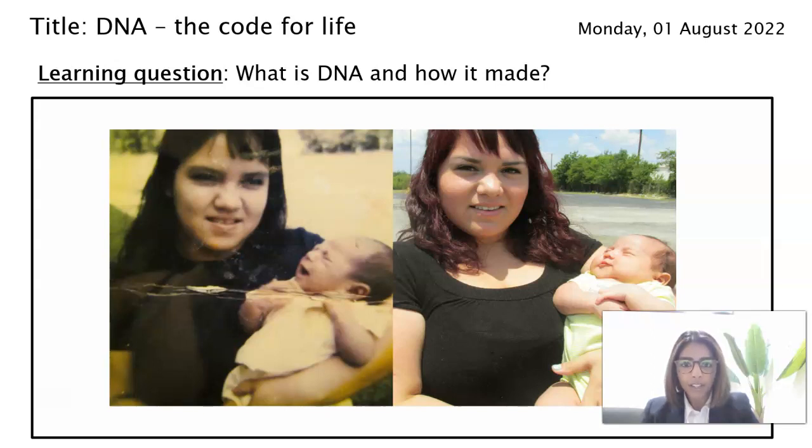Now we're just going to start by looking at this image of a mother holding her baby, and then some years later that same baby being now a mother holding her baby, and it's really striking to see the similarities in these images, and it really gives us an understanding of how DNA is an instruction code that is inherited.